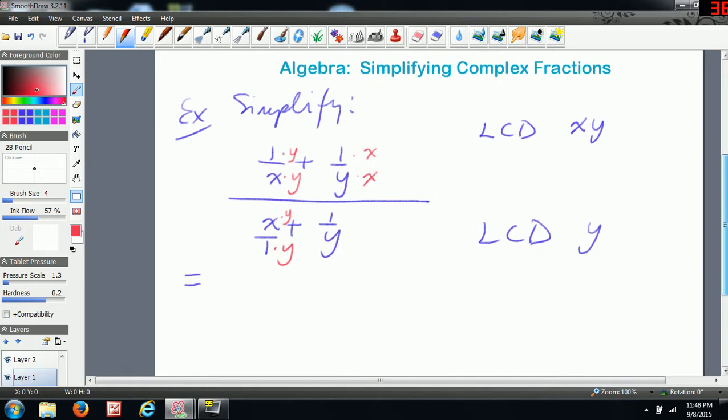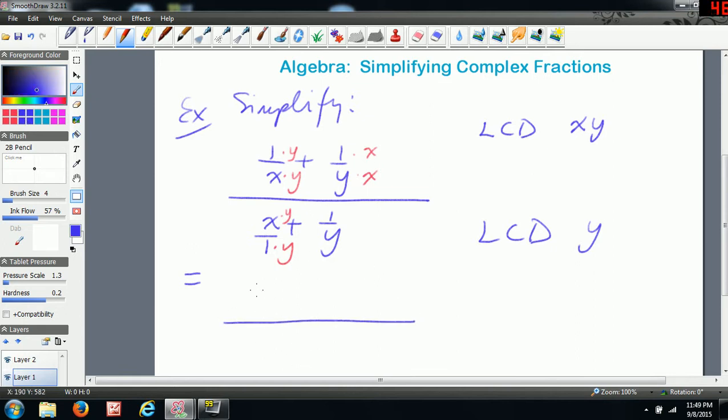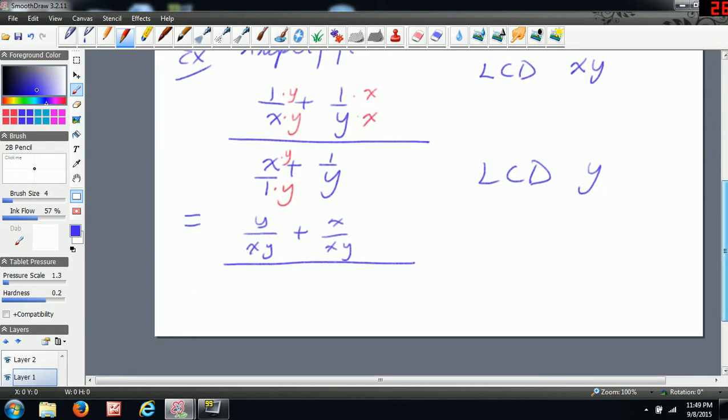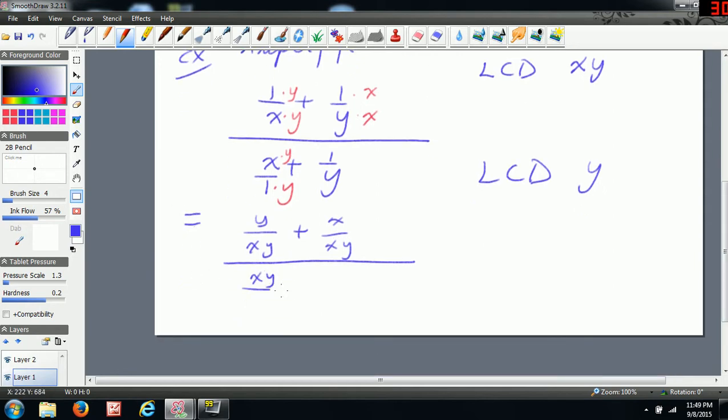Now I have two fractions with the same denominator, so I can go ahead and add them. The next step, we're going to get y over xy plus x over, you can write it as yx or xy, it's the same thing. And over here on the bottom I have xy over y plus 1 over y. Now the two top parts can be added because we've got the same denominator. So it's going to be y plus x over xy, all over xy plus 1 all over y.